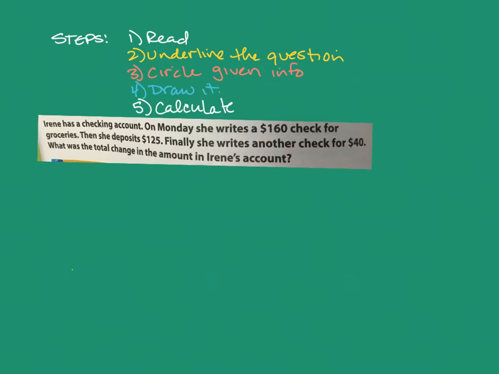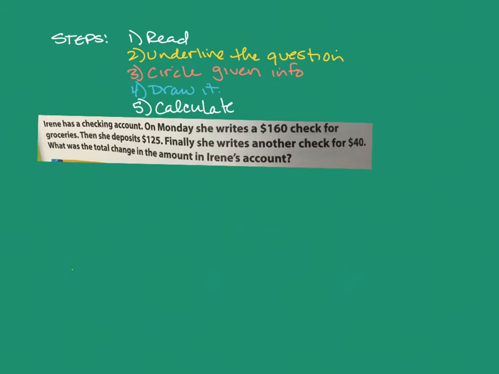Important to know on this one, writing a $160 check is like telling people, I'm giving you this money. So it's coming out of your bank account, right? So that's just something to keep in mind. When she writes a check, she's taking money out of her bank account.